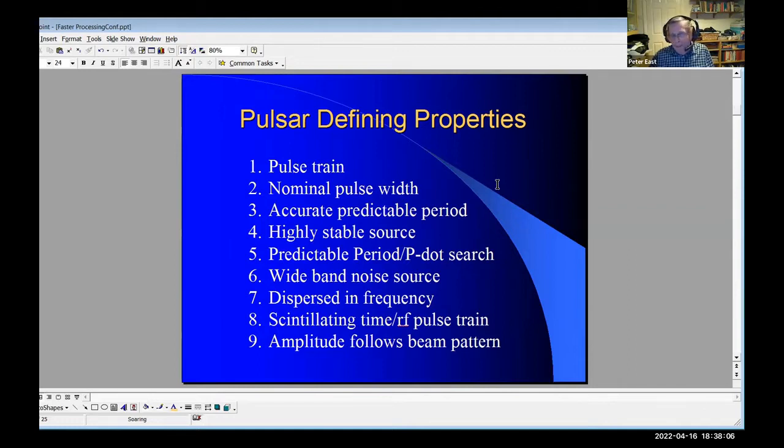They're a very wideband noise source. They're dispersed in frequency. The lower frequencies arrive after the higher frequencies. They scintillate, and they scintillate in time. Their amplitude varies from pulse to pulse and from frequency to frequency. And when you're measuring them, if you're measuring in drift scan mode, as I usually do, then the amplitude of the pulse, the data you receive, should follow the beam pattern.